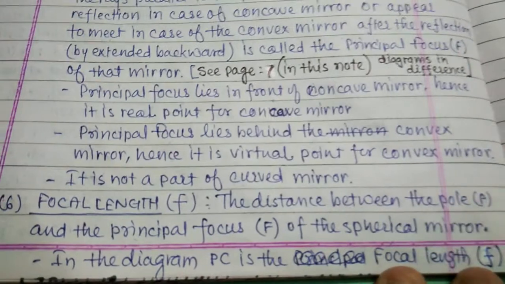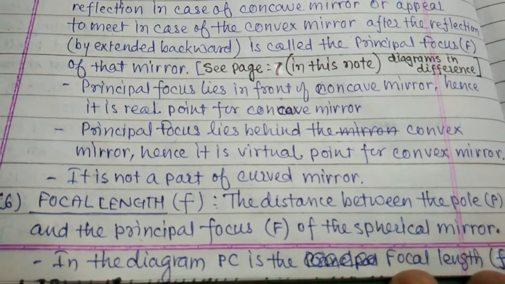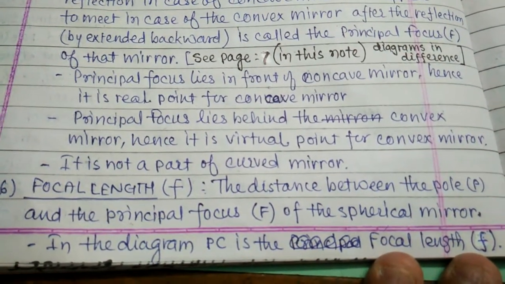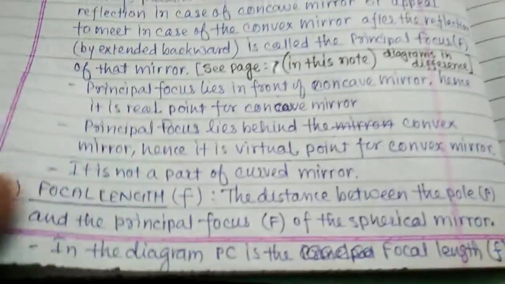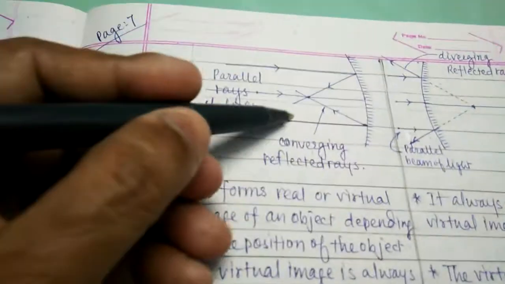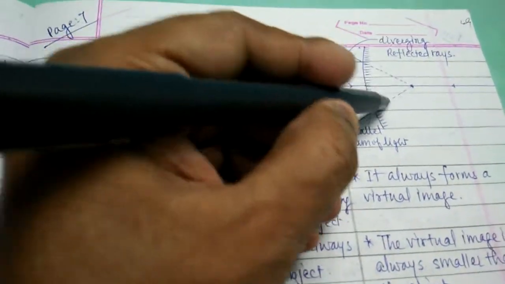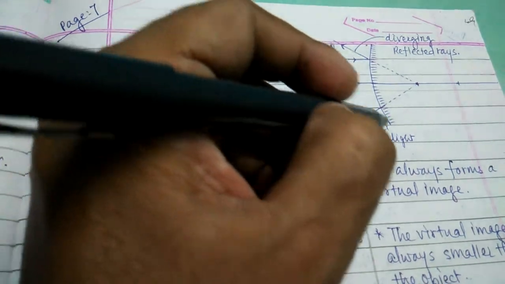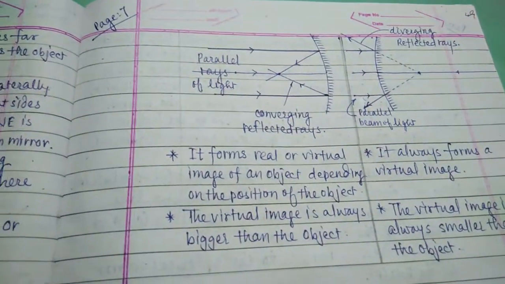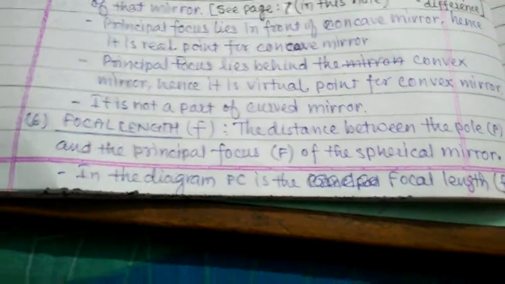Principal focus lies in front of a concave mirror, hence it is a real point for the concave mirror. Principal focus lies behind the convex mirror, and it is a virtual point for the convex mirror. So here it is in front of the mirror, it is called real, and this one is behind the mirror, it is called virtual. It is not a part of a curved mirror.